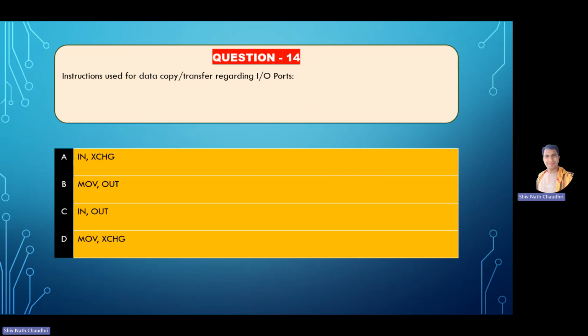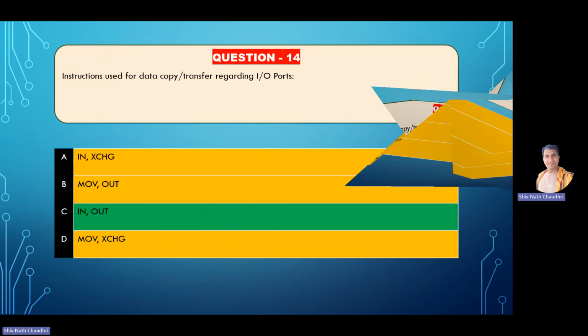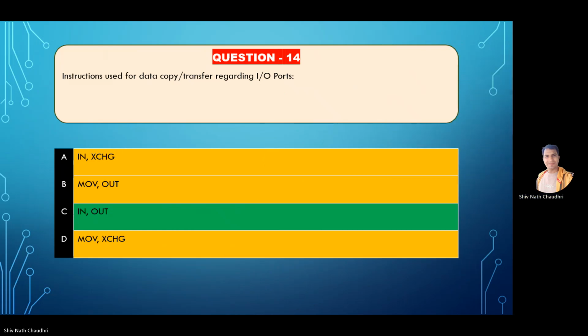So let's see: in, exchange, move out, in, out. Option C holds both the instructions IN and OUT, which are related to the IO port. So we can say, for data copy and data transfer, we use IN and OUT regarding IO ports. So option C should be the right choice for this question. Yes, this is the right answer.